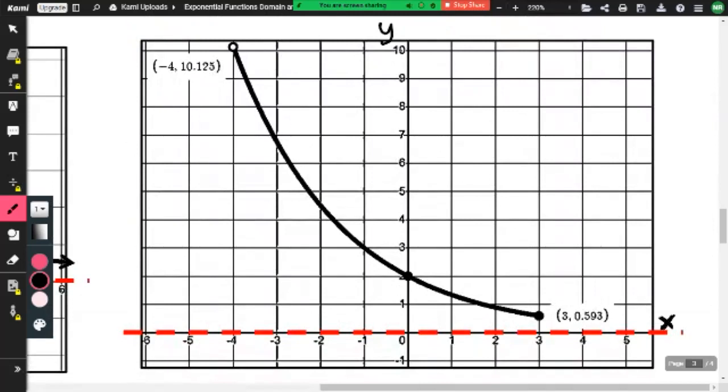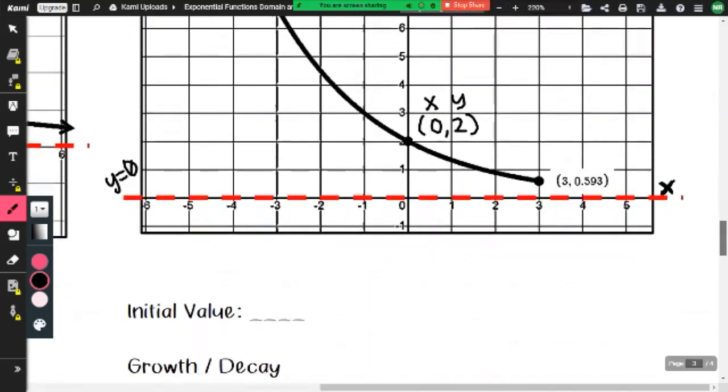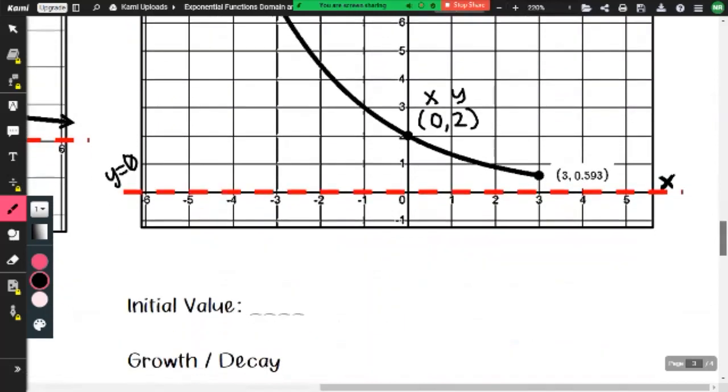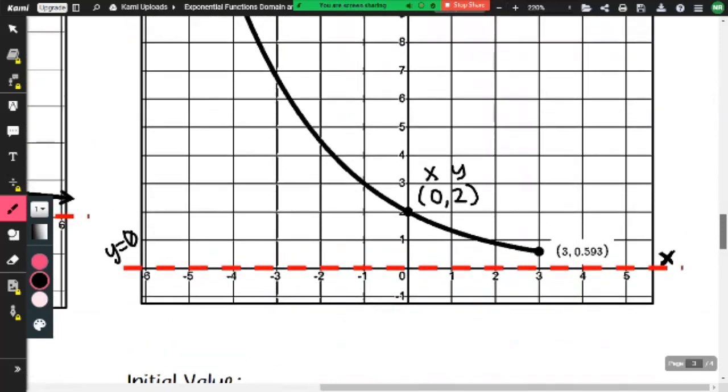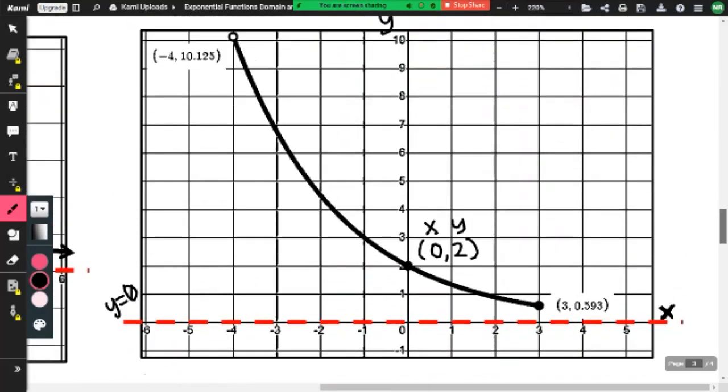What else? The y-intercept. What is the y-intercept? 0, 2. Make sure you put an x and y over it. What else? The asymptote. The asymptote is a horizontal line, so I can describe it with an equation. y equals what? 0. Make sure you put y equals 0 next to that dotted line. That's my asymptote. That's like a force field that doesn't let the line cross over.